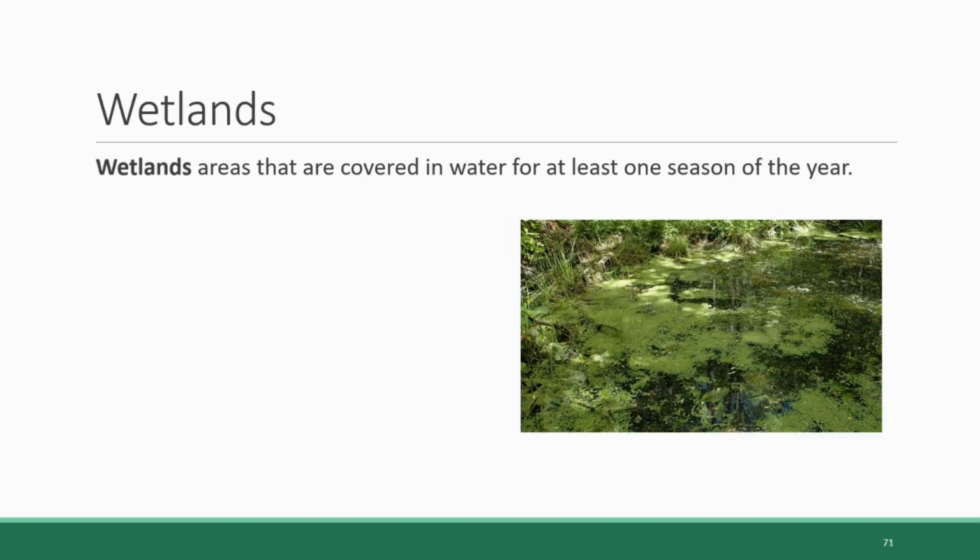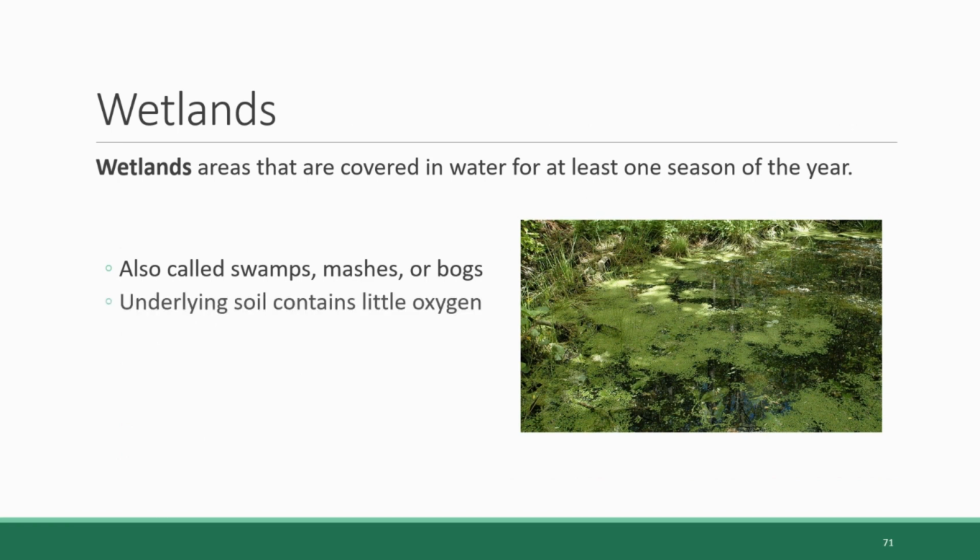Our final aquatic biome is wetlands. Wetlands are areas that are covered in water for at least one season of the year, and they're also colloquially referred to as swamps, marshes, or bogs. Because of being waterlogged, the underlying soil below a wetland contains little oxygen, and the plants have to be specially adapted to these conditions where little oxygen is available for their roots to perform cellular respiration. So some examples of wetland adapted plants are duckweeds and cattail.